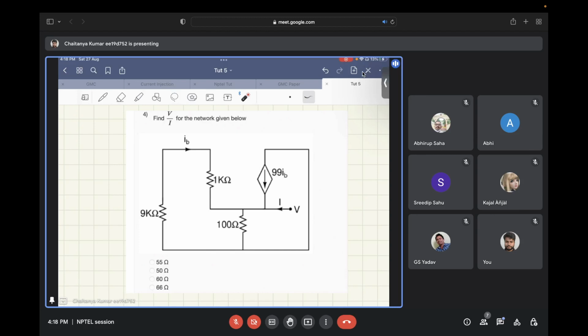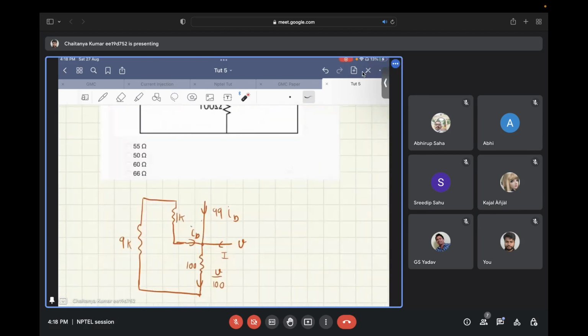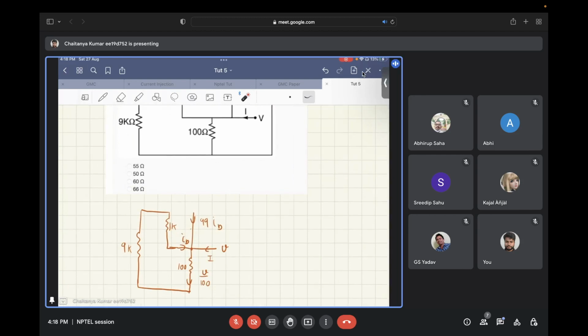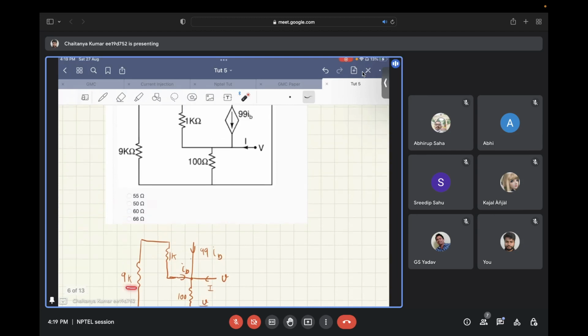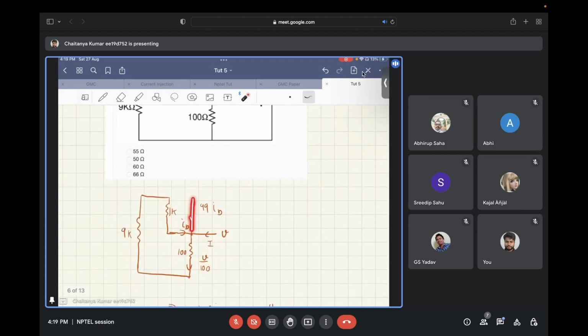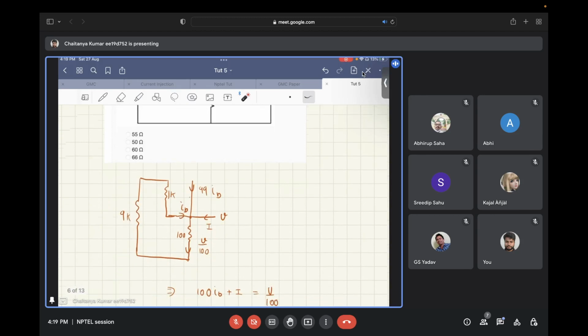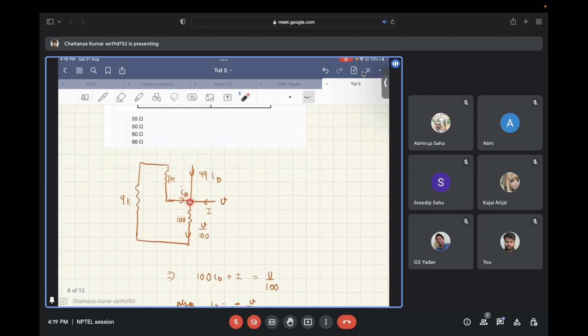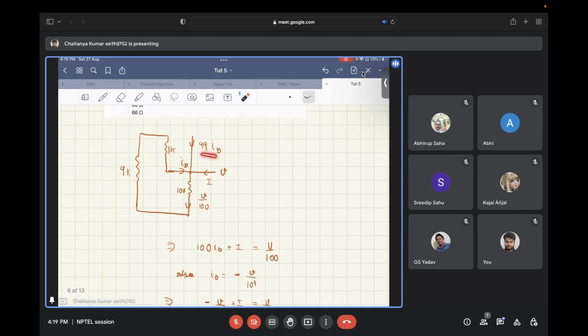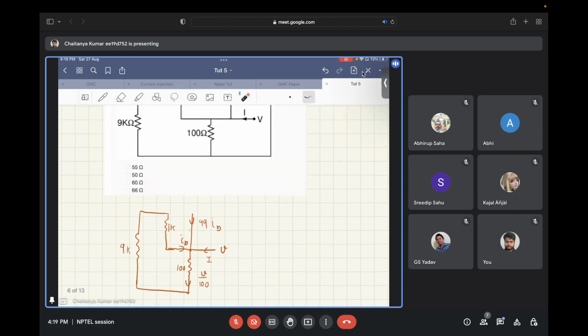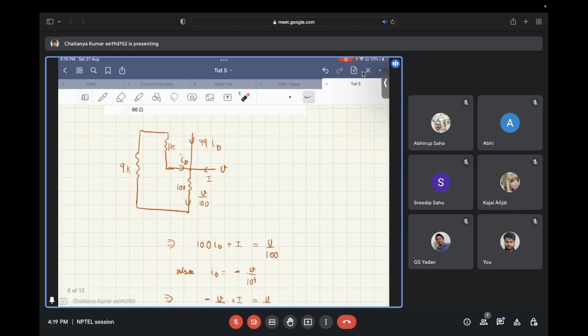Okay, so let's see the solution for this. If you look at the network that is given, you have IB flowing through the 9 kilo ohm and 1 kilo ohm branch, and 99 times IB flowing from the current controlled current source from the top. If you apply KCL at this node, you will get 100 IB, that is 99 IB plus IB, plus I, plus the current flowing through this 100 ohm resistor, that is equal to V by 100.